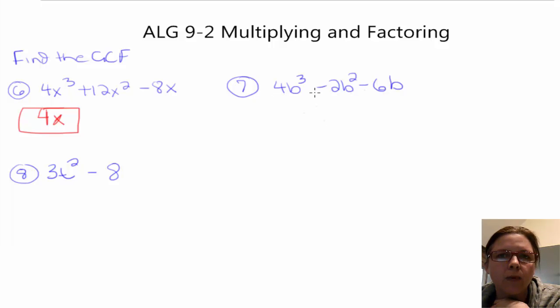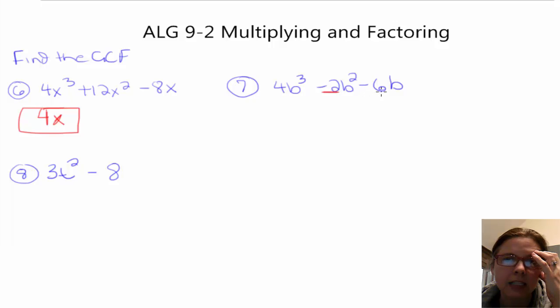So if I go to this one, always look at your smallest number and see if it goes into the other one. So 2 goes into 4 and 6, so we would use 2, and then it would just be b, because b is the one with the smallest, it's raised to the smallest power. It's just raised to 1.